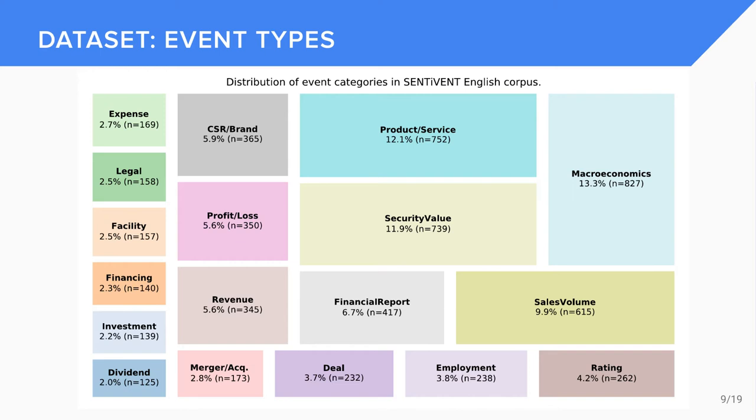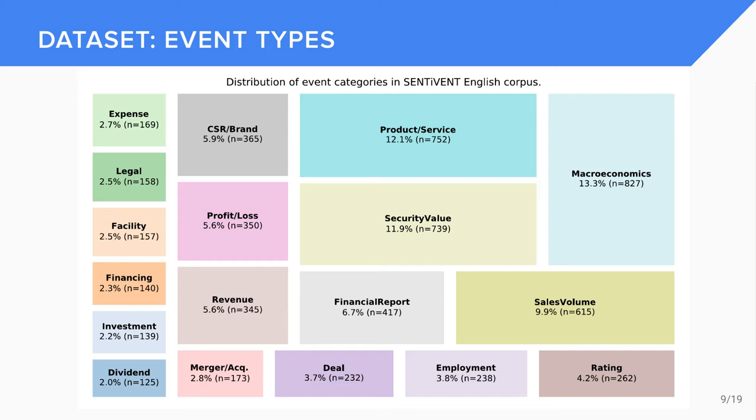The types profit, loss, revenue, expense, and sale volume represent the major metrics of financial reporting on the income statement. Other key metrics that fall outside these types are more industry-specific. Specialized metrics are collected in the financial report type. Discussions of asset performance are captured by rating and security value.